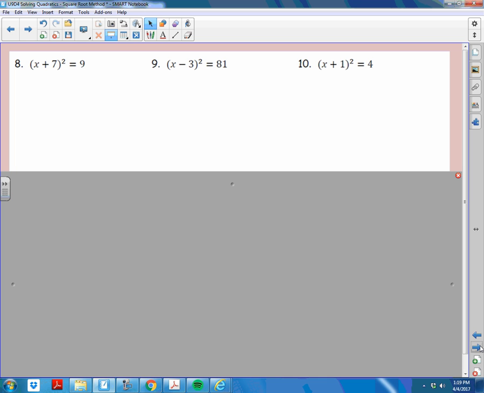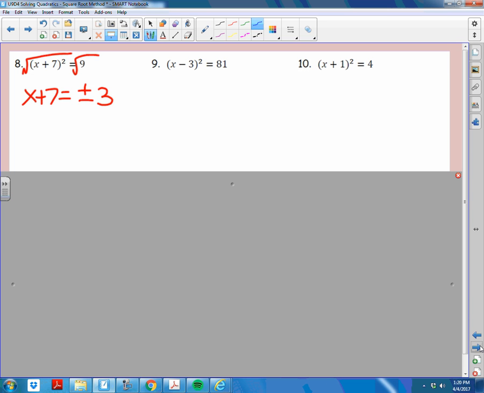Look at number 8. Now, theoretically, what you could do with number 8 is you could do x plus 7 times x plus 7. You could FOIL it. You could get a quadratic. It'd be x squared plus 14x plus 49 equals 9. Then you could subtract 9 from both sides. Then you could factor it. Then you could find your solutions. Or you can simply do this. Take the square root of both sides. What is the square root of x plus 7 squared? X plus 7. So you end up with x plus 7 equals positive or negative 3.